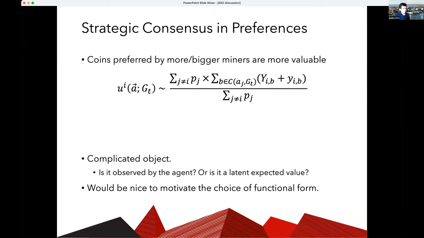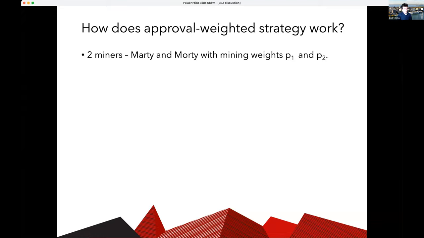I've spent all the time, while Ariel was presenting, modifying my slides to include our Marty and Morty here. It was furious typing for 30 minutes. So two miners, Marty and Morty, with mining weights P1 and P2, take them anywhere between 0 and 1. You can assume that they add up to 1. Doesn't really matter. Just suppose that they're positive.